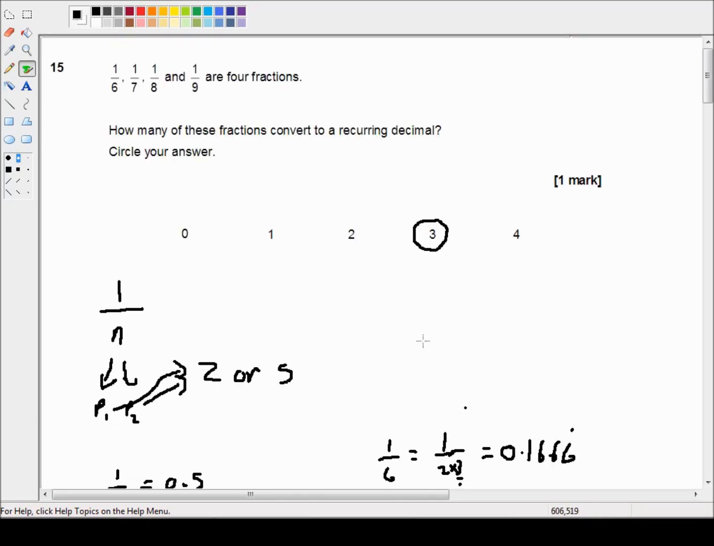Okay, so I hope you found that helpful. So you get a question like this and you've got 1 over a number and you're asked, will these be recurring decimals? If this number can be broken down into its prime factors and it only contains 2s or 5s, or a combination of 2s and 5s, then it will terminate. If it has anything else in it, then it will be a recurring decimal.